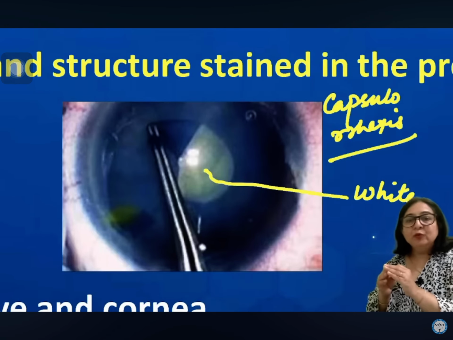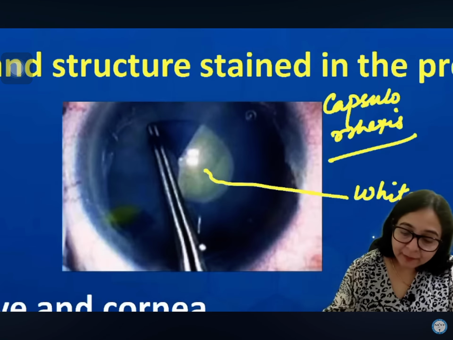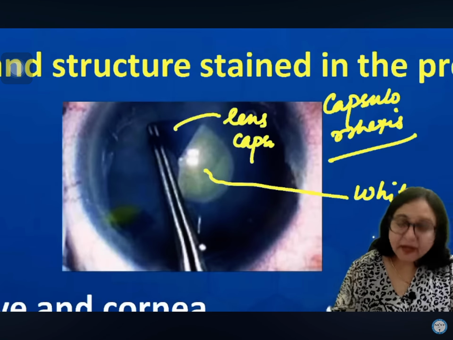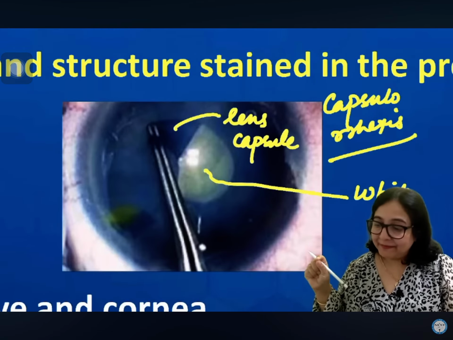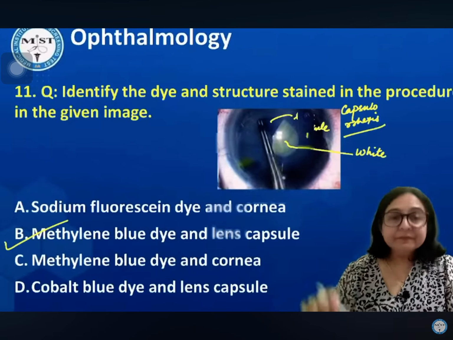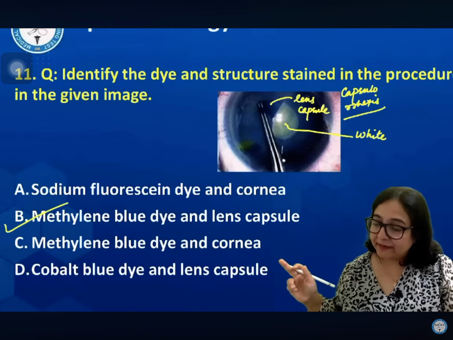very clearly to do the capsulotomy. So you have to stain it. And the dye which is used to stain it is methylene blue. So it is the lens capsule which has become stained. And since now it is blue, you can easily peel it off to make an opening in the anterior lens capsule, which is called capsulorhexis. Okay? So this is methylene blue dye which is used to stain the lens capsule for capsulotomy or capsulorhexis.